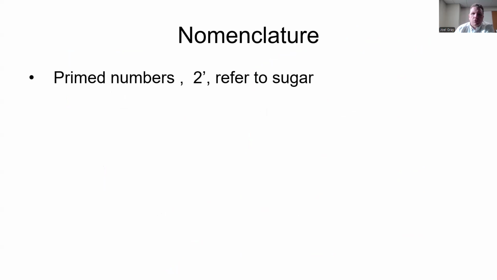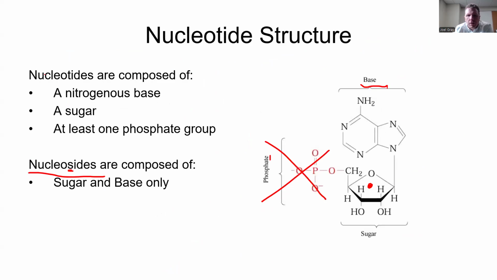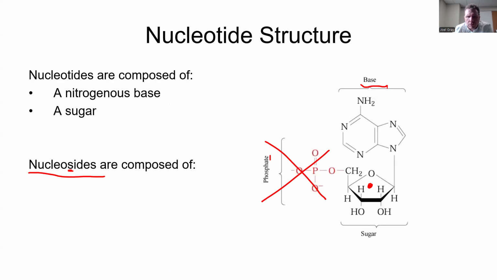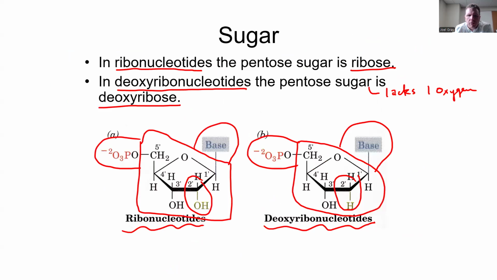This is an important distinction. I was looking at this right here and showing you all the difference between a ribonucleotide and a deoxyribonucleotide. And I said 2 prime, the presence or absence of a hydroxide group in the 2 prime position.